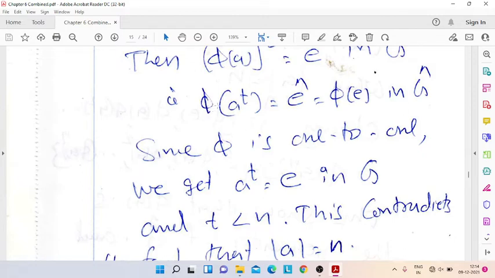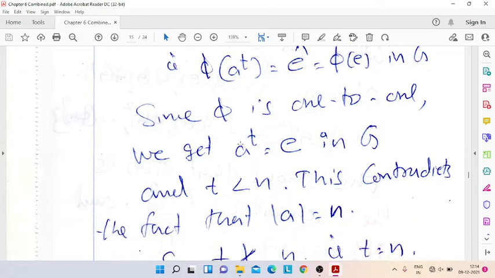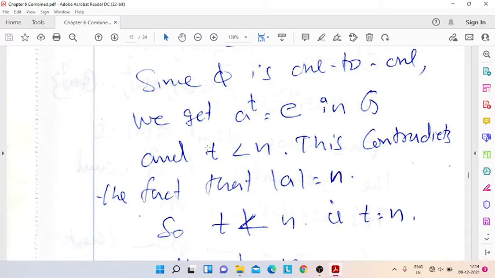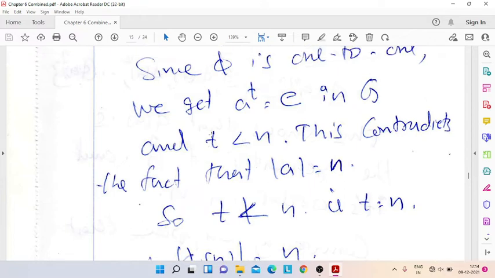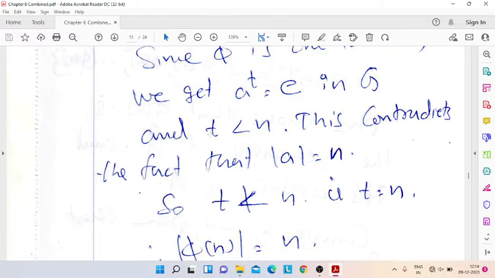Using the fact that phi of a raised to t equals e cap, we get that a raised to t equals e in G. Therefore, a raised to t equals e. This means that the value of t is less than n.